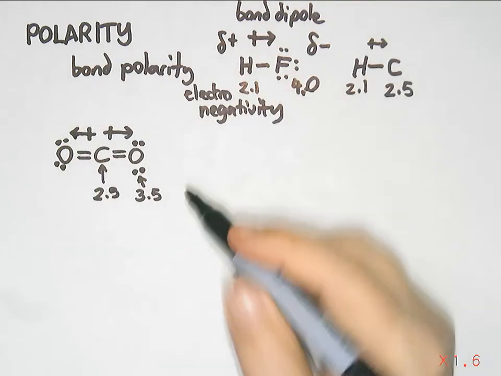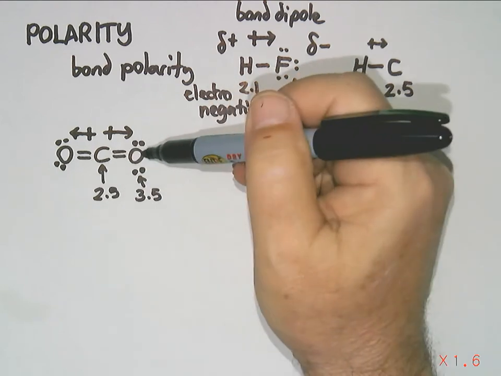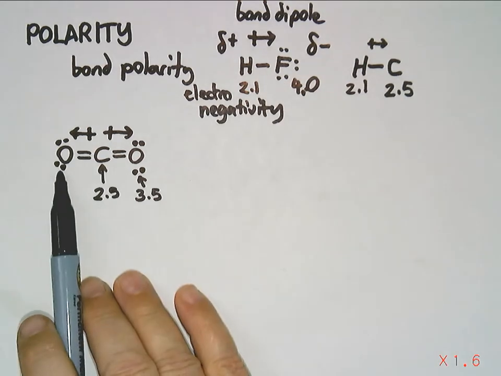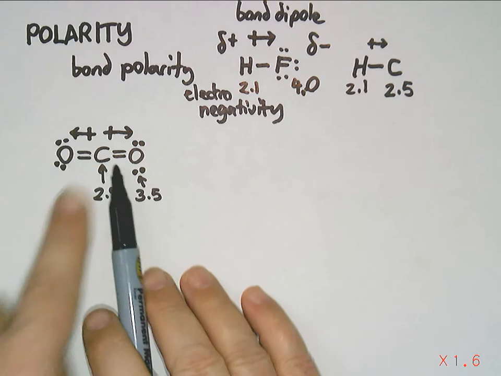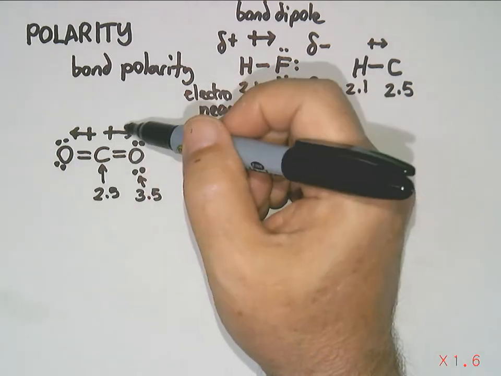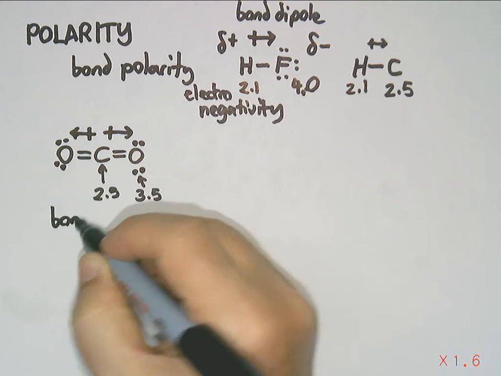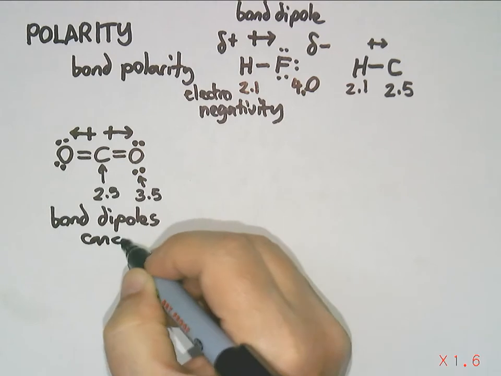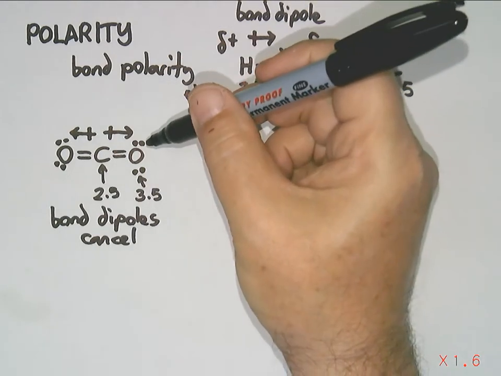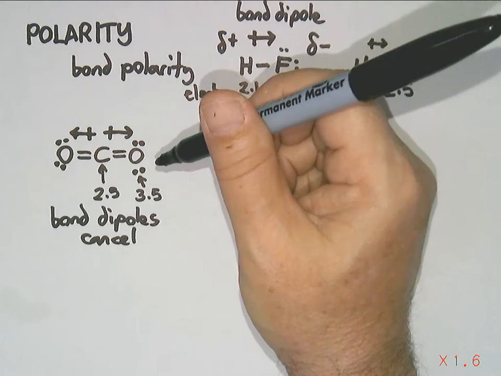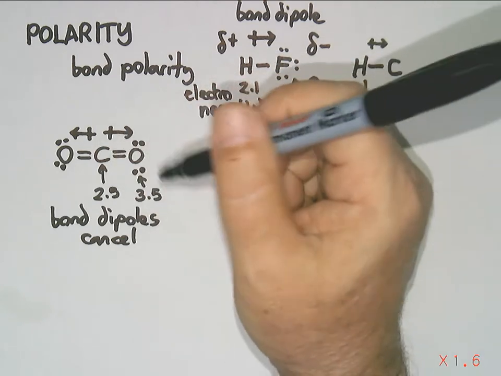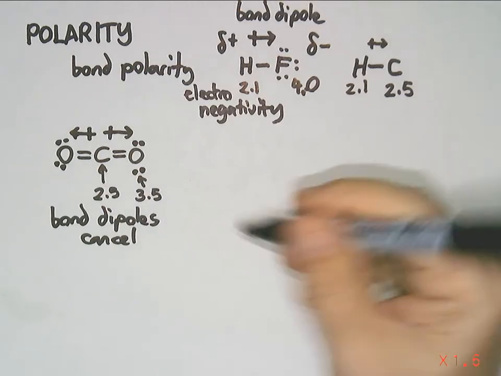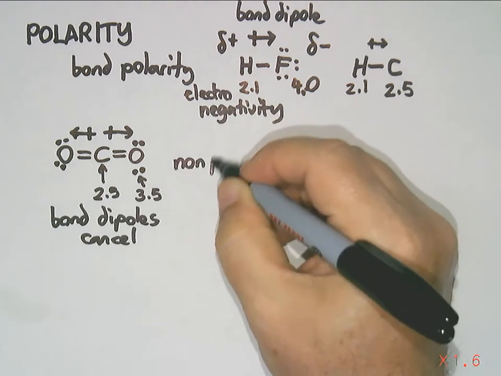Now, if this was a cart and this was a horse, this would be pulling the cart this way. But attached to the other end, there's another horse of equal strength. So they're pulling against each other, and the bond dipoles are going to cancel in this molecule. Now I know this is a linear molecule. We've done it a couple of times in previous videos. So I know that these two are going to be pulling against each other. And I would say this is a nonpolar molecule.